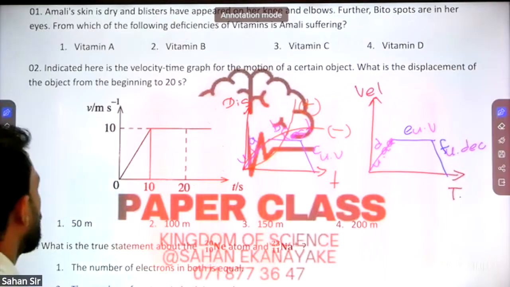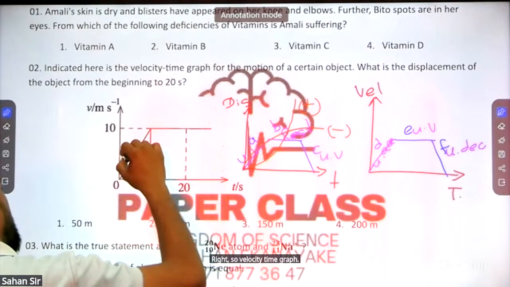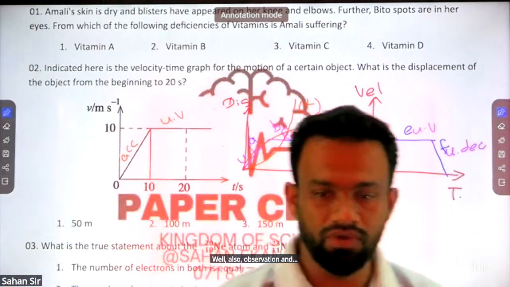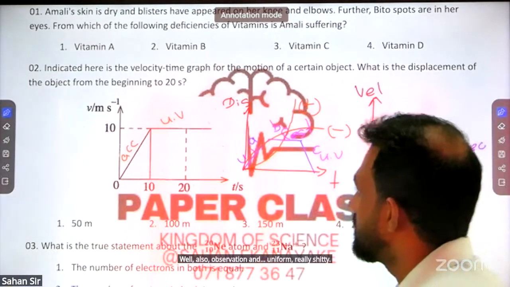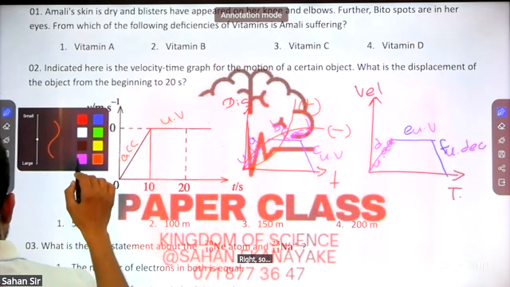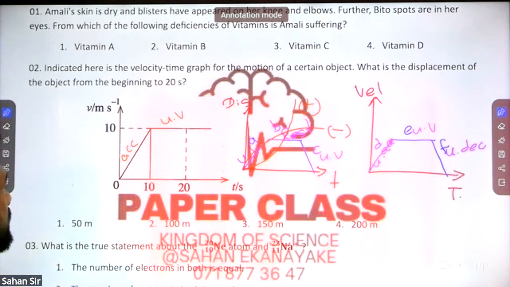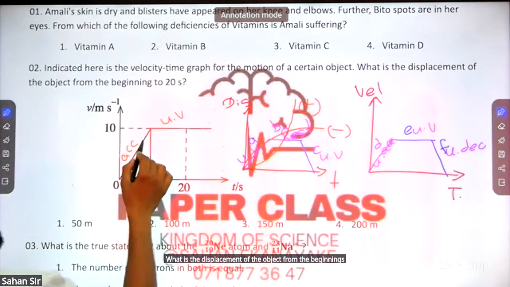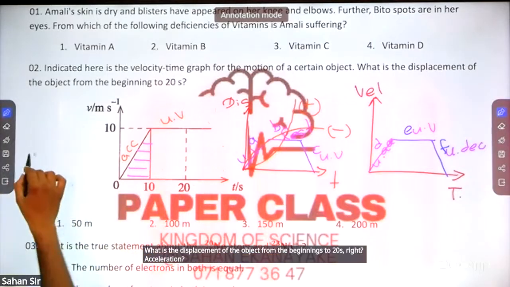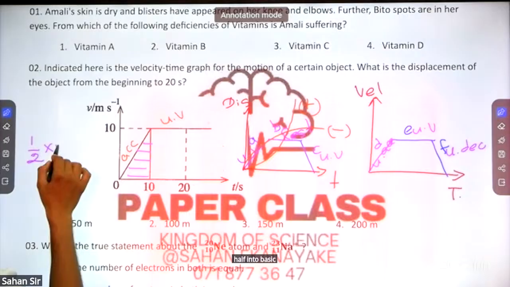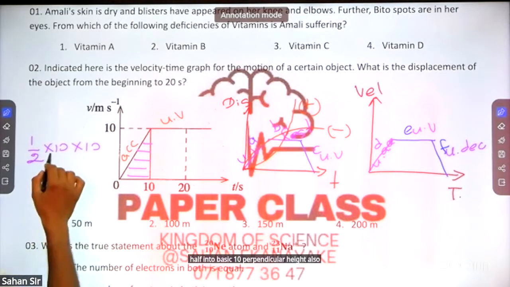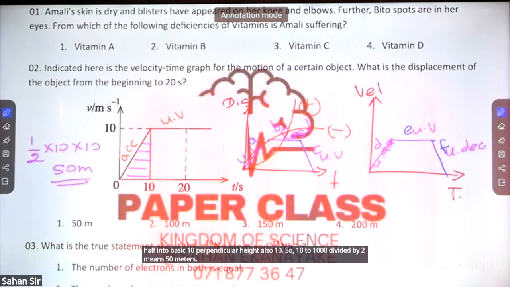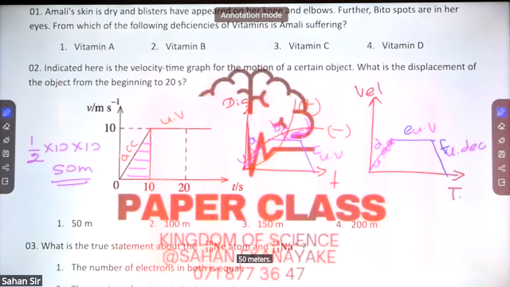So velocity time graph: this part acceleration and uniform velocity. So what is the displacement of the object from the beginning to 20 s? Acceleration area: half into base 10, perpendicular height also 10. So 10 into 10, 100, divided by 2, means 50 meters.